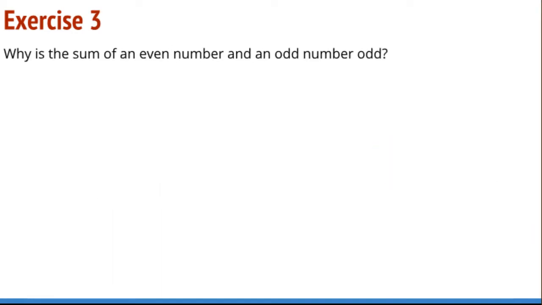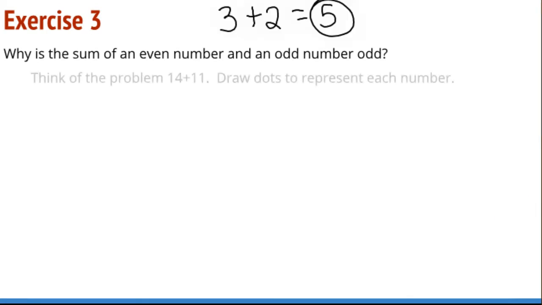All right, looking at exercise 3. Why is the sum of an even number and an odd number odd? So if I take 3, which is an odd number, and I add it to 2, why do I get an odd number? And of course, we should extend that and ask, does that happen every time? Hopefully you're starting to see a pattern emerge in this lesson. Well, let's think of 14 plus 11. And let's go through with our model here and see what's actually happening.